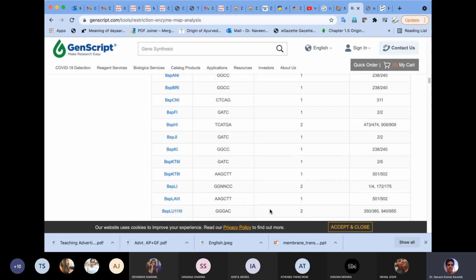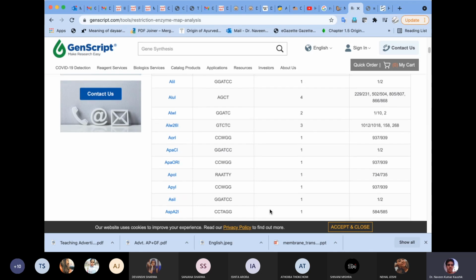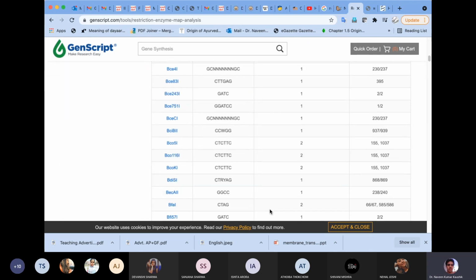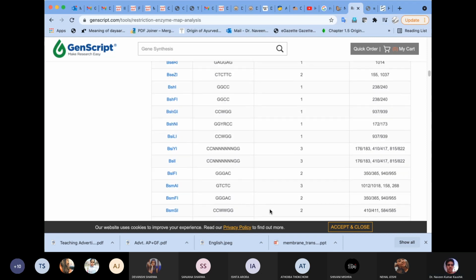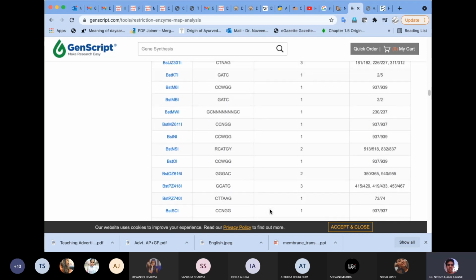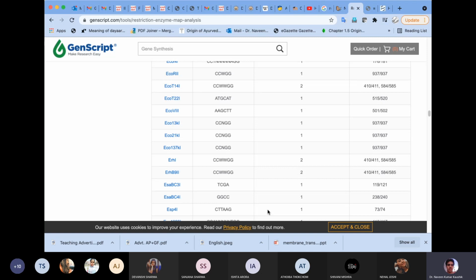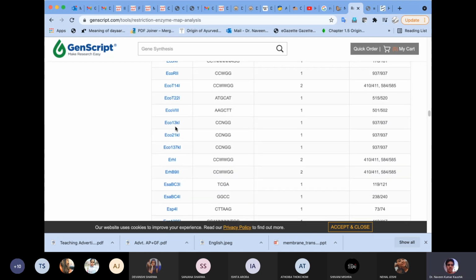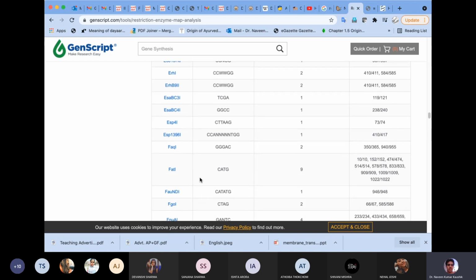So I can simply say that when we are talking about our most important enzyme, EcoR1, is its site there or not? Yeah, there is no site of EcoR1. Eco is there, but EcoR1 is not there. This way you can choose your enzyme, one which does not produce a cut within your gene and may produce a cut outside your gene. That is going to help you to get results.